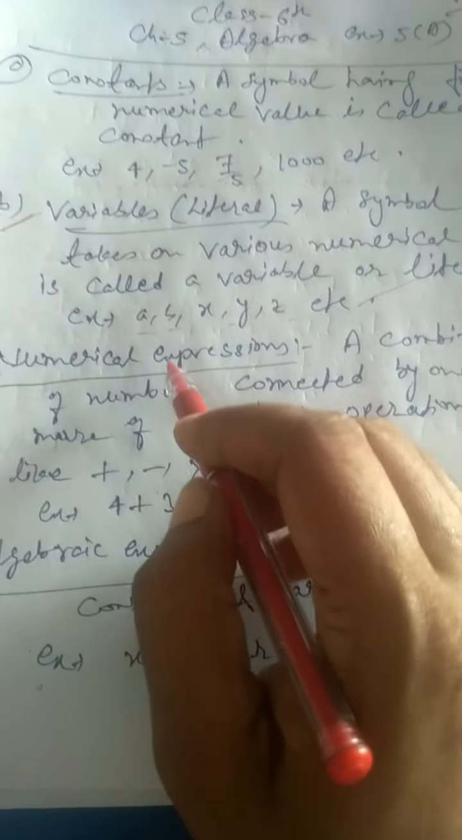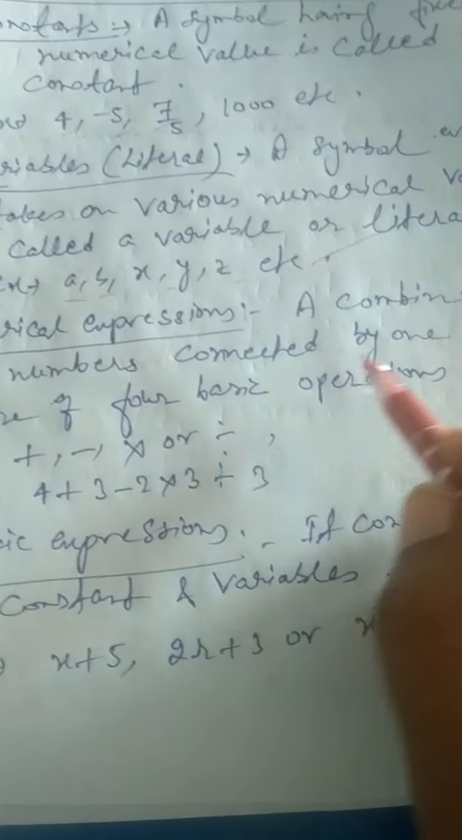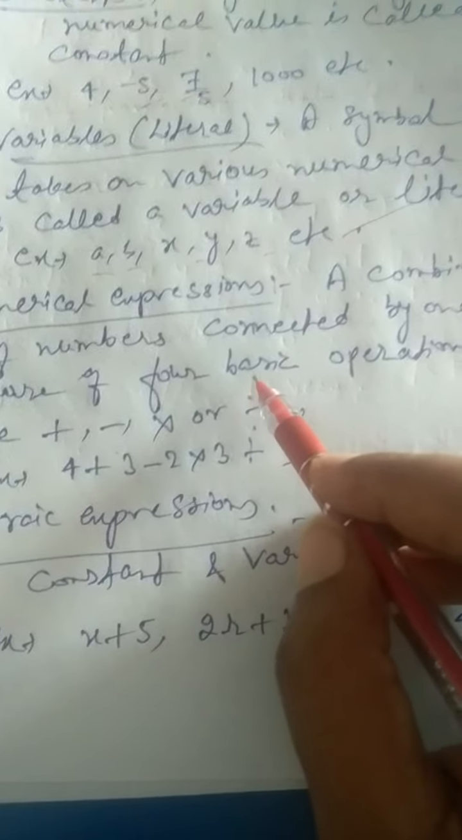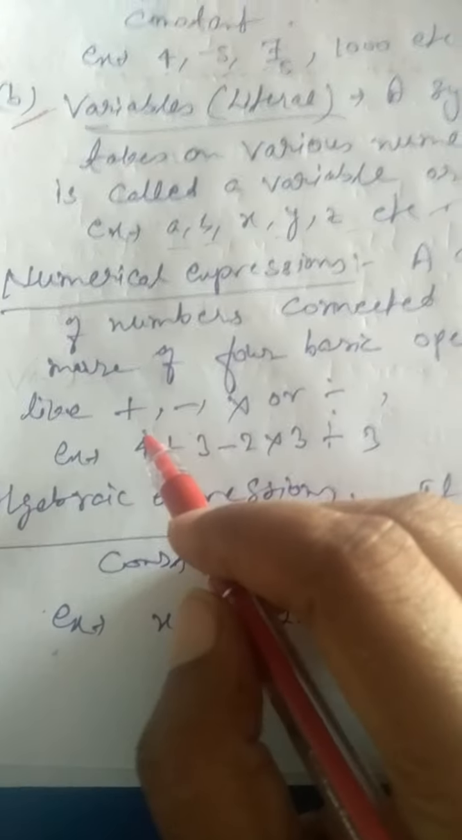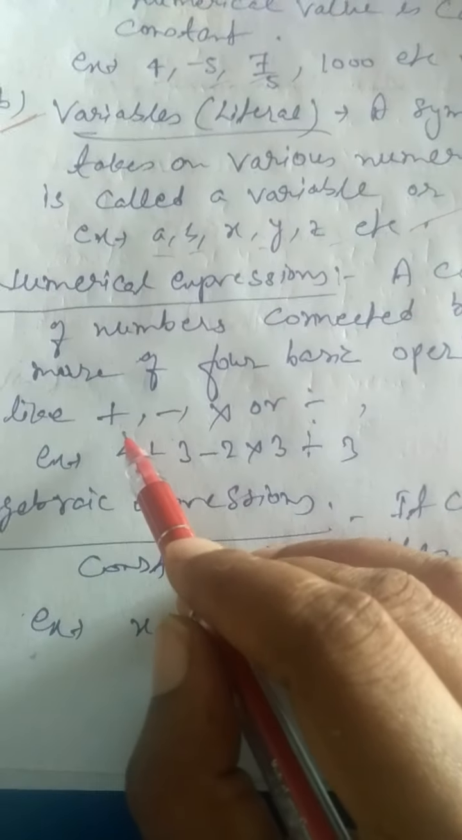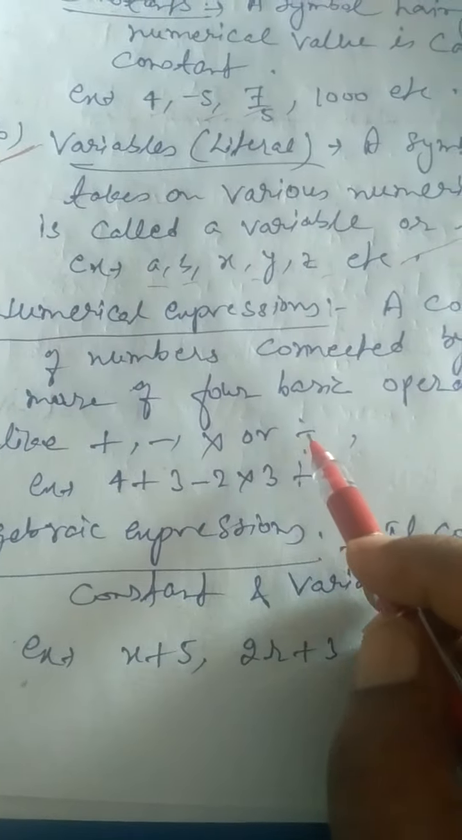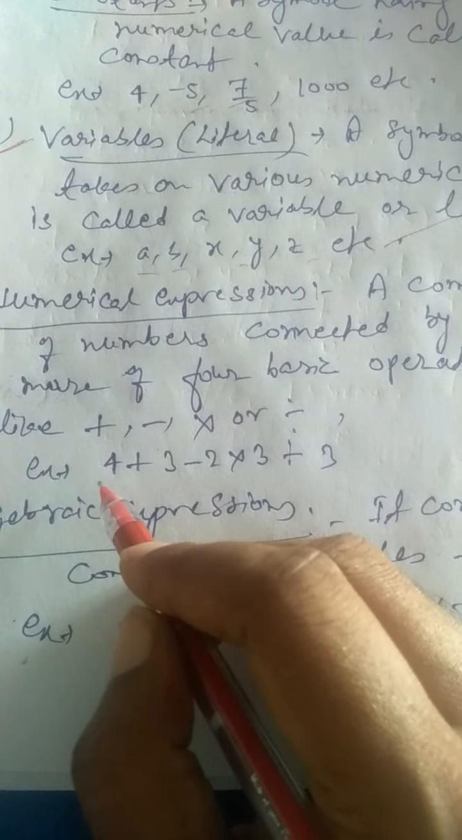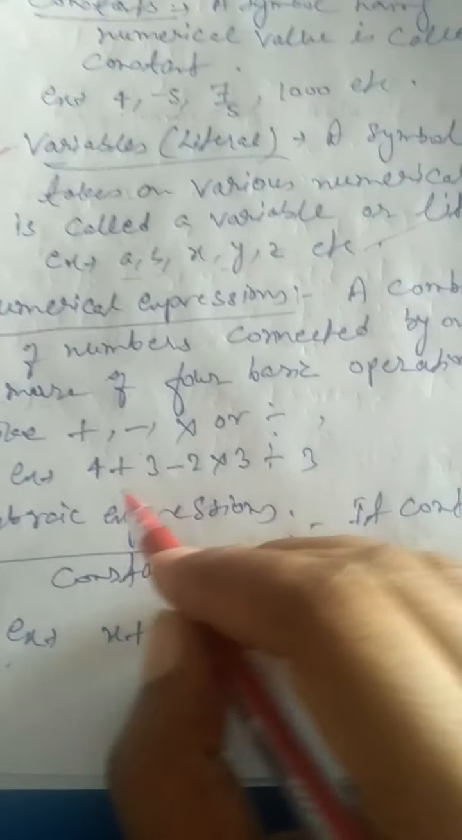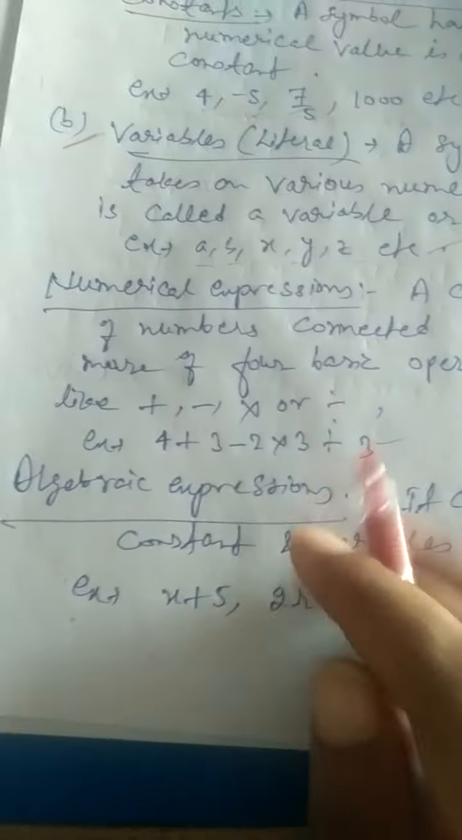Now the next one is a numerical expression. A combination of numbers connected by one or more of the four basic operations is called a numerical expression. These four basic operations are addition, subtraction, multiplication or division. Now suppose we have taken here 4 plus 3 minus 2 multiplied by 3 divided by 3. These four basic operations are utilized here.